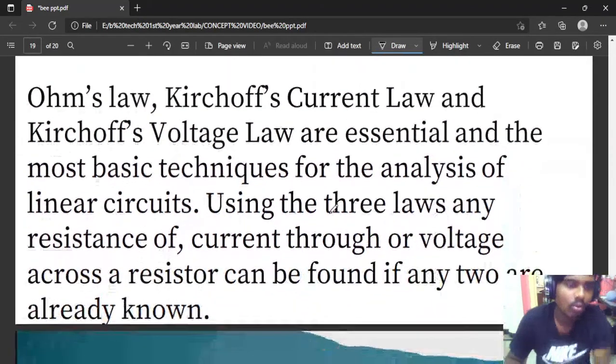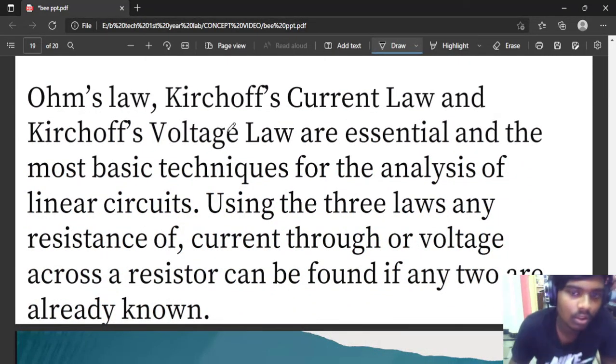And I conclude that Ohm's law, Kirchhoff's current law, and Kirchhoff's voltage law are essential and the most basic techniques for the analysis of linear circuits. Using these three laws, the current through or voltage across any resistor can be found if any two are already known.